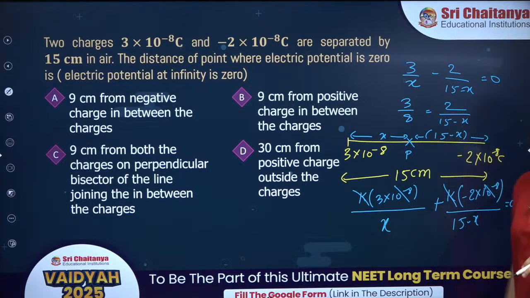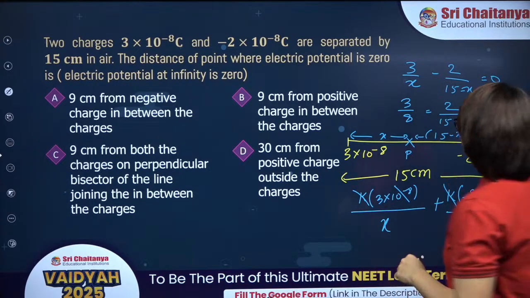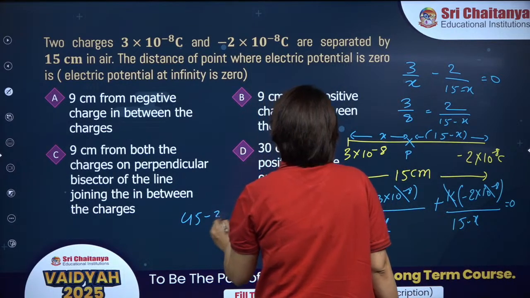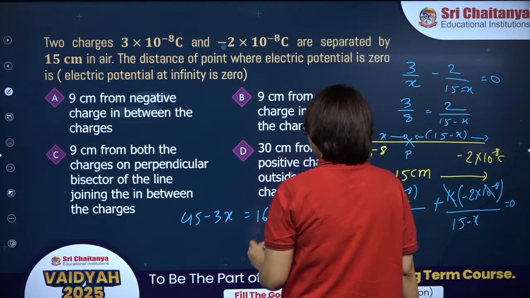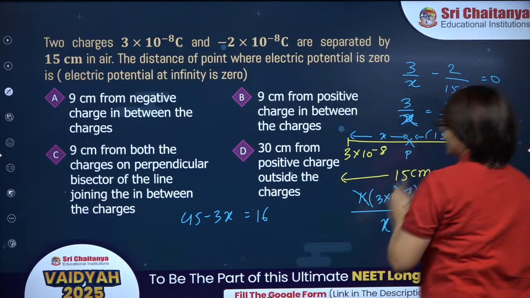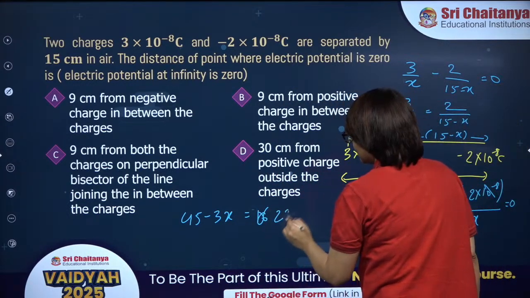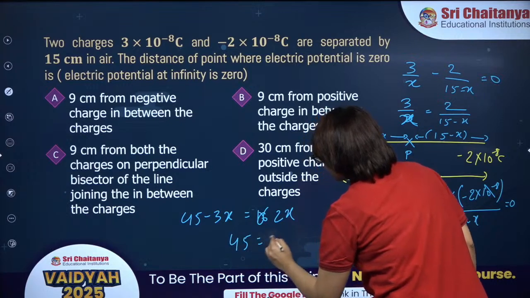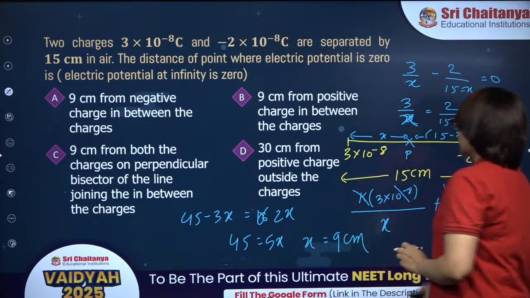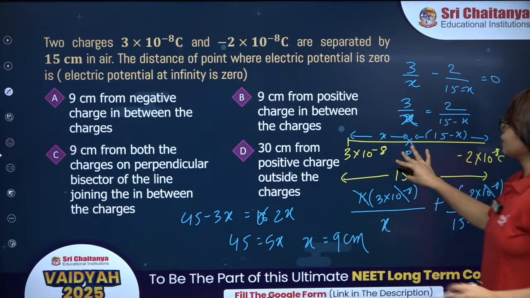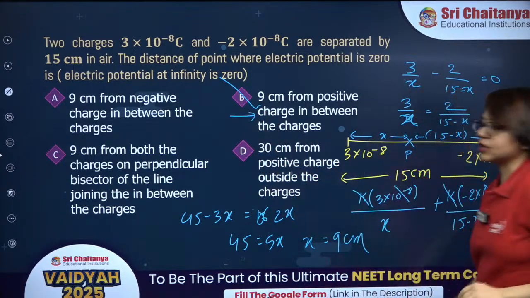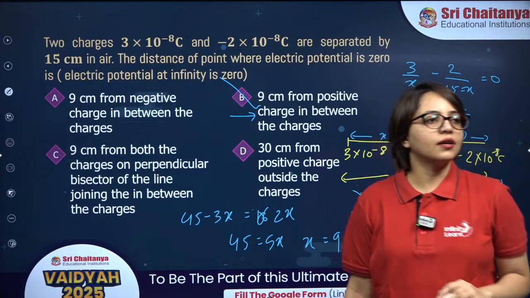Now cross multiply. Okay. So it will be 45 minus 3x is equal to 2x. Oh sorry, this is x, not 8. So this is 2x. So we have 45 is equal to 5x. So x is equal to 9 centimeter. So the point is at a distance of 9 centimeter from the positive charge, and it is in between the charges. So the correct answer is option B.